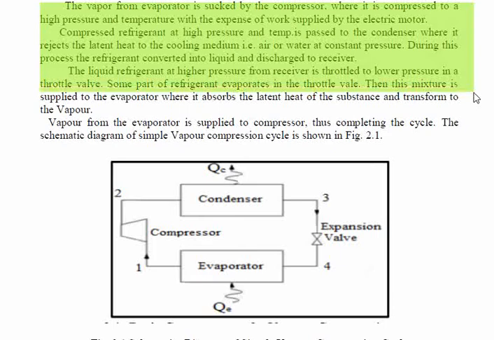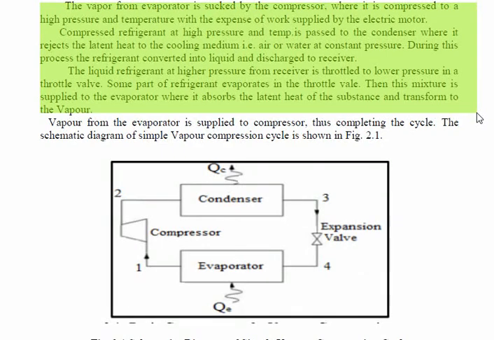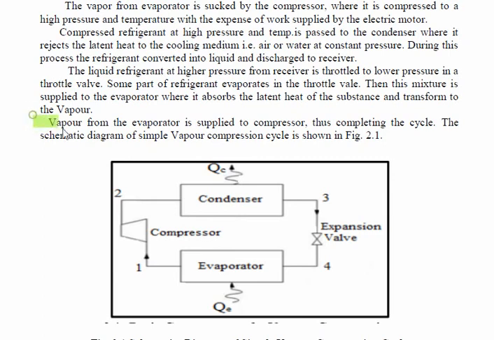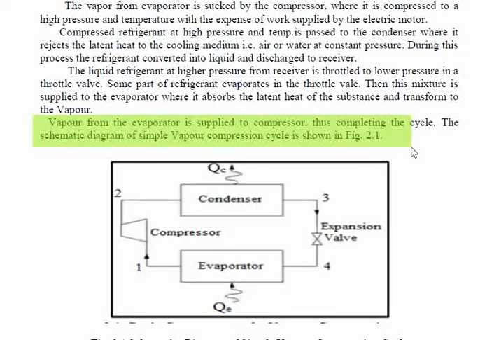The liquid refrigerant, still at high pressure, from the receiver is throttled to a lower pressure in the throttling valve. Some part of the refrigerant evaporates in the throttling valve, and then this mixture is supplied to the evaporator, where it absorbs the latent heat of the substance. The vapor from the evaporator is supplied to the compressor again, in a superheated form, and the schematic diagram of the same is shown below.